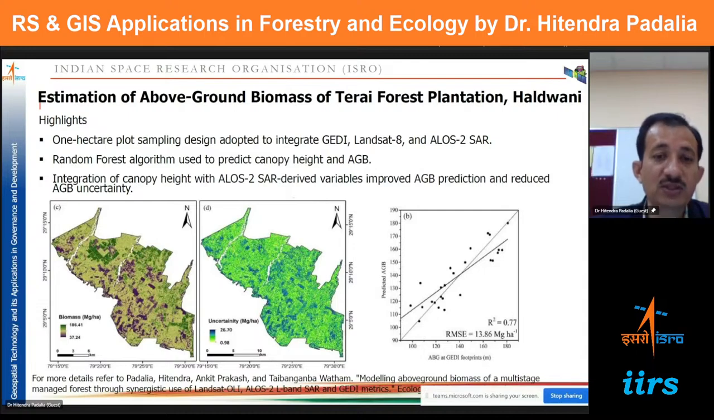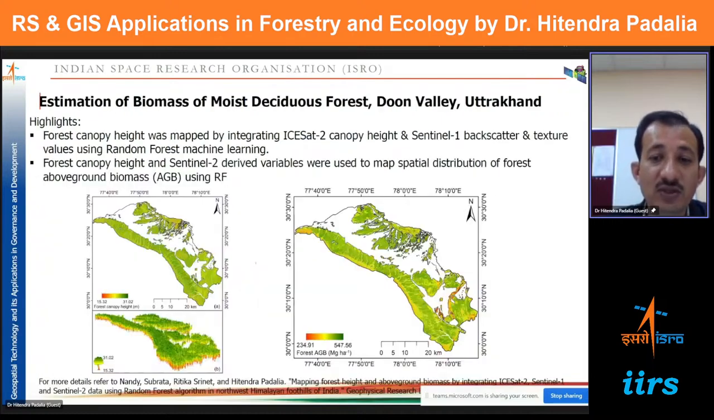This is very new as far as our national forest inventory is concerned. Today we have forest cover maps which show the changes in forest area, but we don't have national level maps which show changes in biomass over time, and how much biomass is lost and how much biomass is gained. Now, because it is technically possible, that is what is being demonstrated here for a plantation area. And then this is a natural area in Doon Valley in Dehradun.